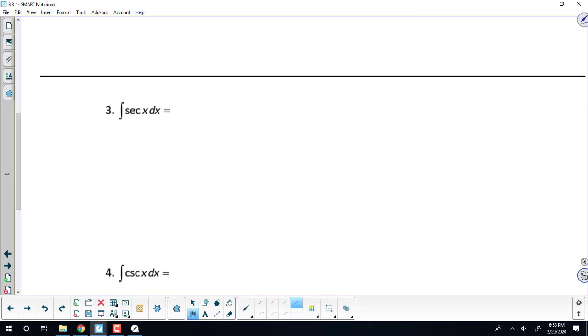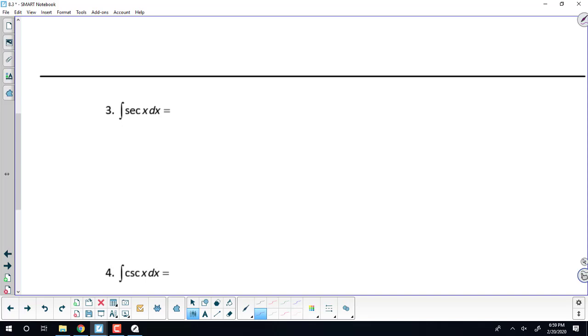Secant and cosecant, the process of getting them into the particular form are very similar, but I don't think it's intuitive as to do the procedure. When you see it unfold, it's like, oh yeah, that makes total sense. But it's a little bit harder to have to remember how to derive it, I think.